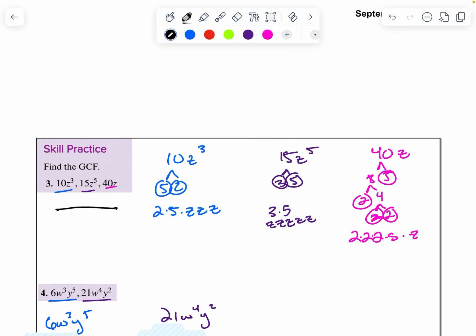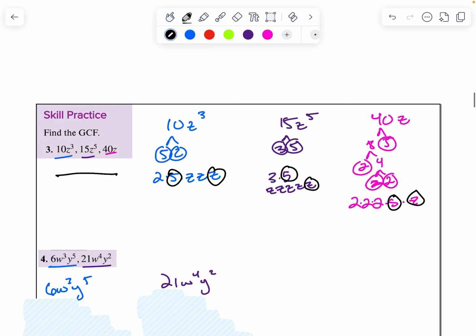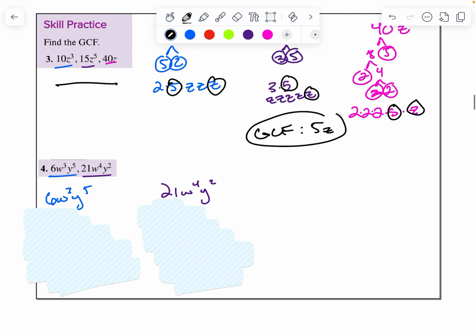All right, let's find what they have in common here. They all have a 5, right? They all have a z. Do they have anything else that they all have? They don't all have a 2, so it looks like the GCF is just 5z. Here's another to try.